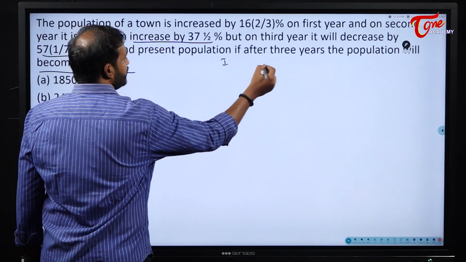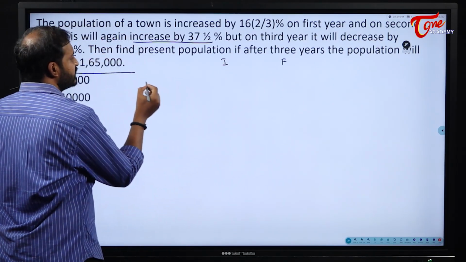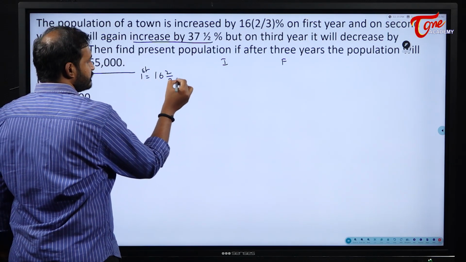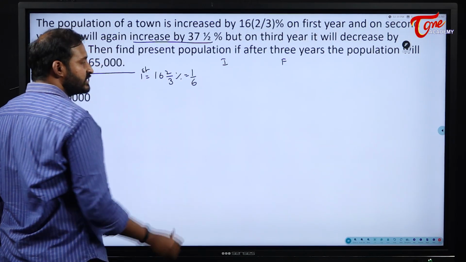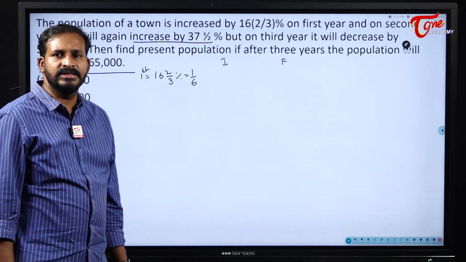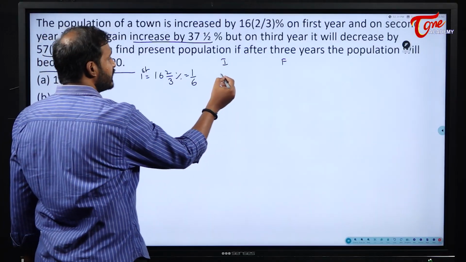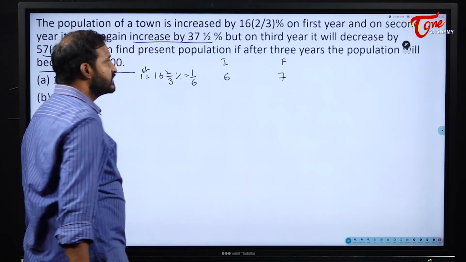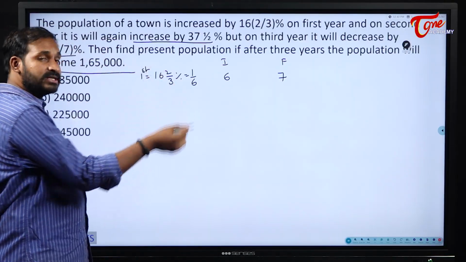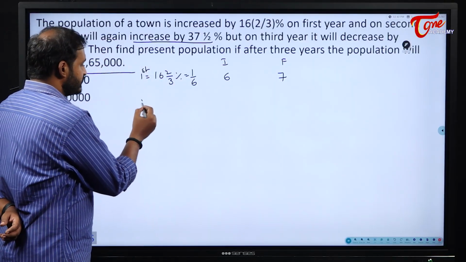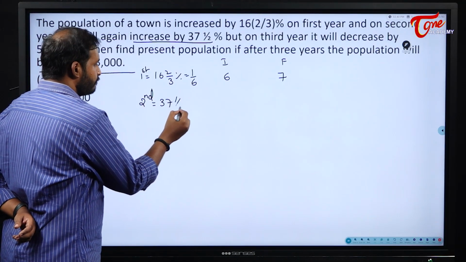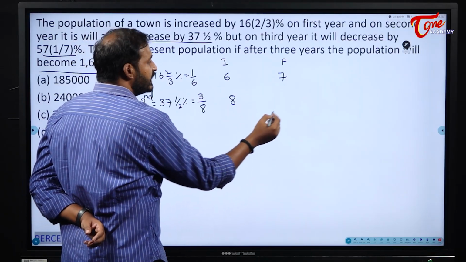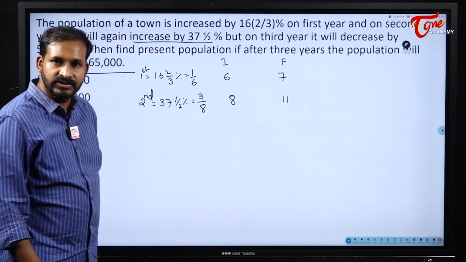Now see here, initial and final. First it is changed by 16 2 by 3 percentage. 16 2 by 3 means what for us? 1 by 6. So the initial value becomes what for us here? 6, and the final value becomes 7. Why? Because it is an increase. And in the second year it will once again increase by what? 37.5%, which will be equal to what for us? 3 by 8. So the initial value becomes 8 and the final value becomes 11. That one is also good.